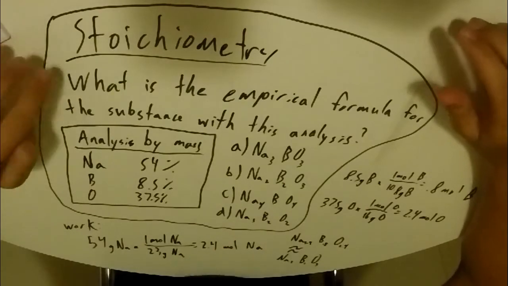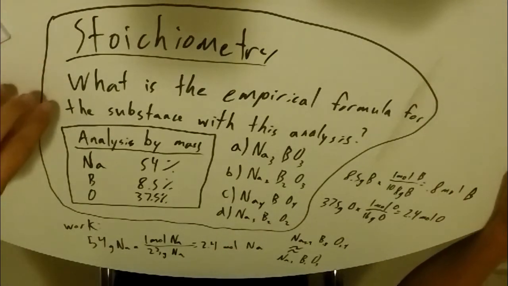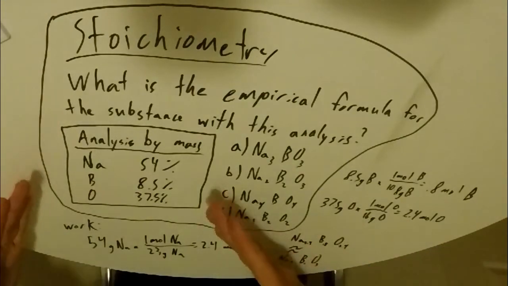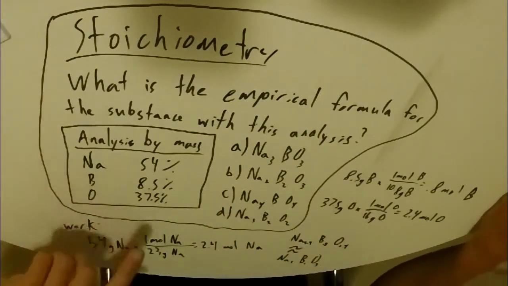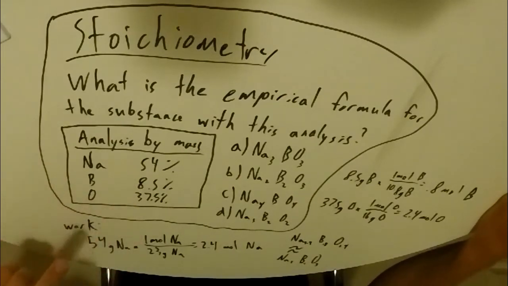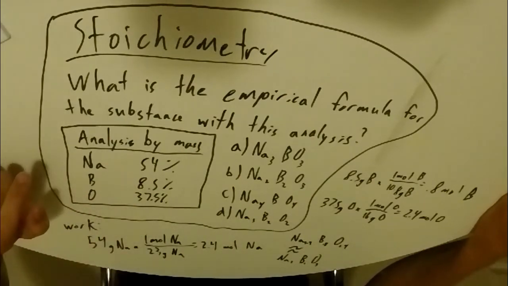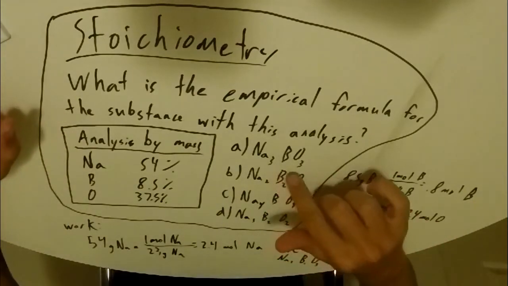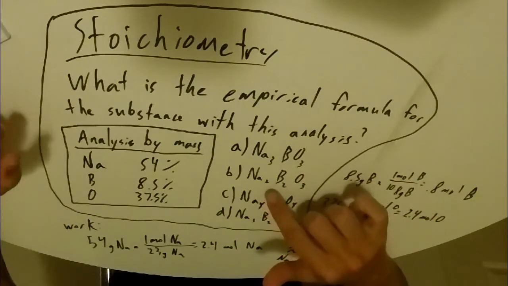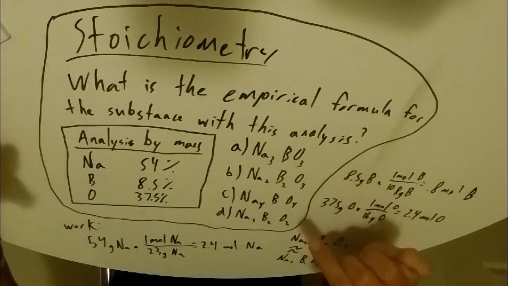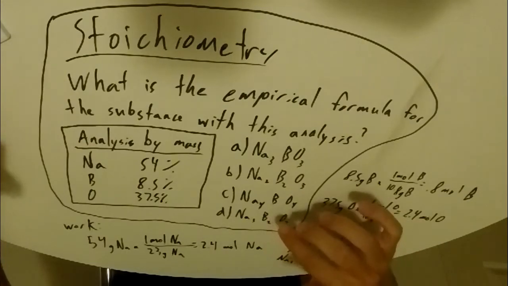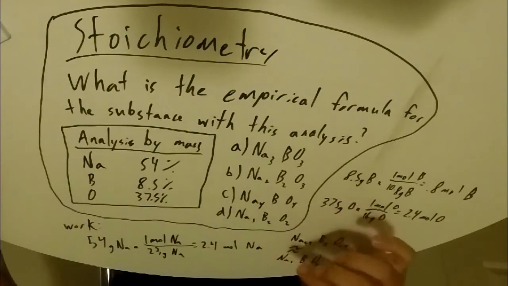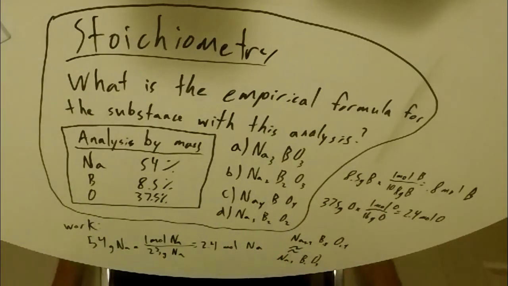Okay, so the next section is stoichiometry, and the question is, what is the empirical formula for the substance with this analysis? It gives us an analysis which shows us Na is 54%, B is 8.5%, oxygen is 37.5%, and this is all by mass. And our options are A, Na3BO3, B, Na2B2O3, C, Na4BO4, or D, Na3B2O2.